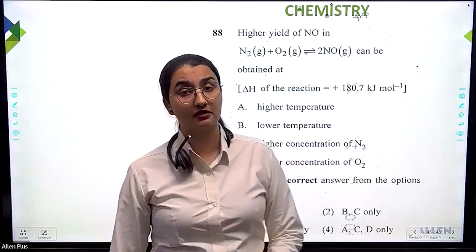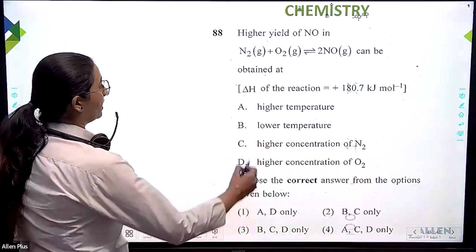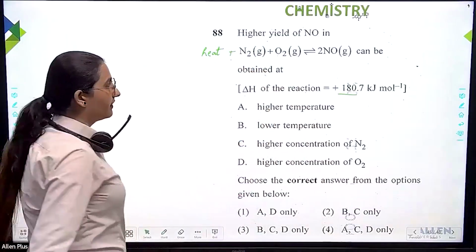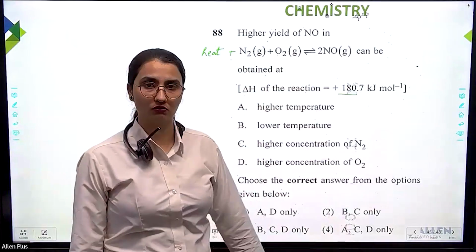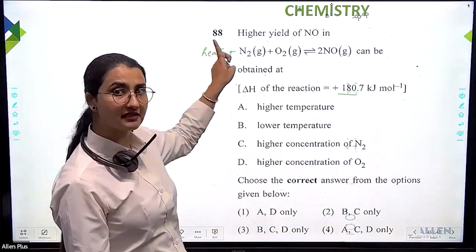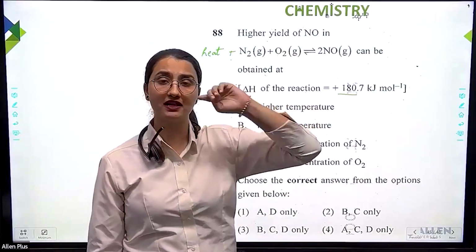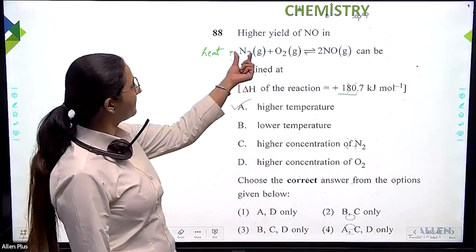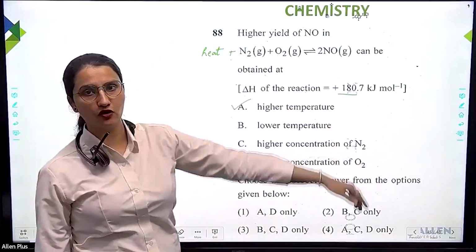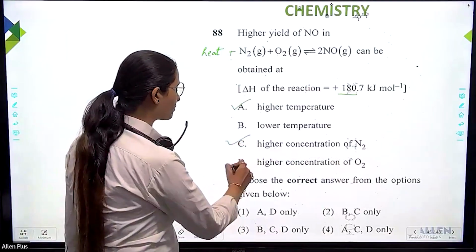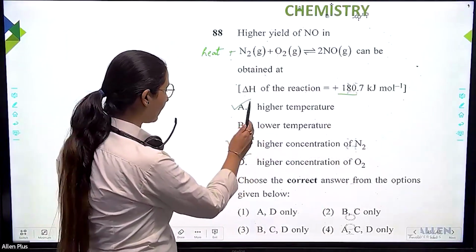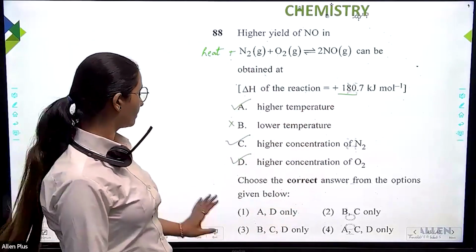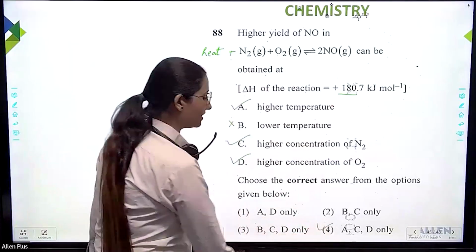Next, this is from Le Chatelier's principle of chemical equilibrium. They have said it is endothermic. Endothermic means I can put a heat sign here, right? Now the question is, how will I get a higher yield of NO? Obviously, for endothermic, if I increase temperature, equilibrium shifts in the forward direction. So high temperature is one option. Plus, if I increase the concentration of N2 and O2, it shifts forward. So higher concentration of N2 and O2. Answer is option A, C, D. B, no. Low temperature will bring it backward. So it's A, C, and D only.